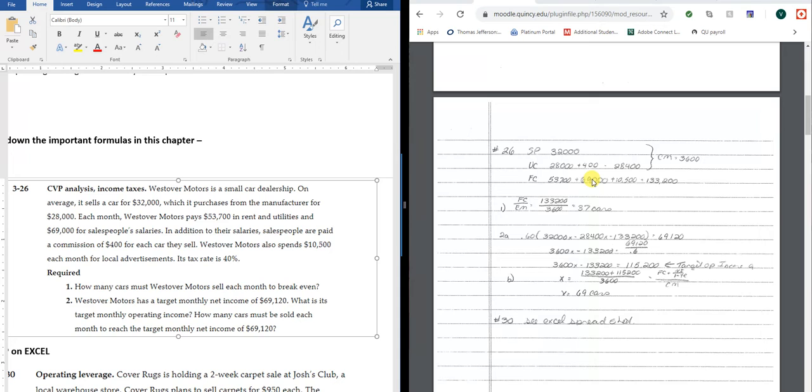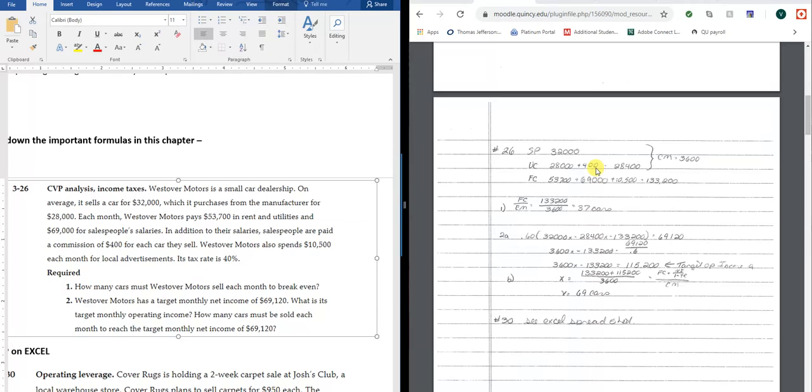Generally, wages are a variable cost, but not always. You have to look and see the number of employees they're going to keep on staff and what period of time it's covering, etc. But salaries are fixed. Salespeople are paid a commission of $400 for each car they sell. So that is a variable cost.